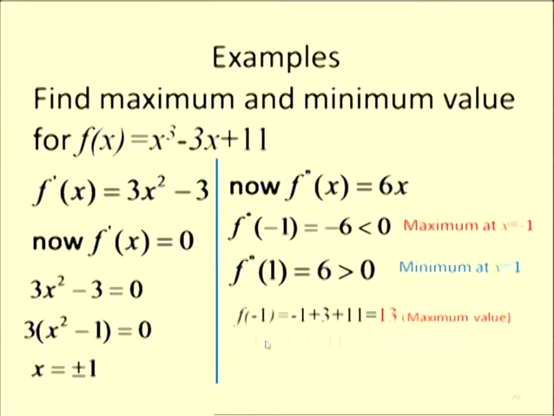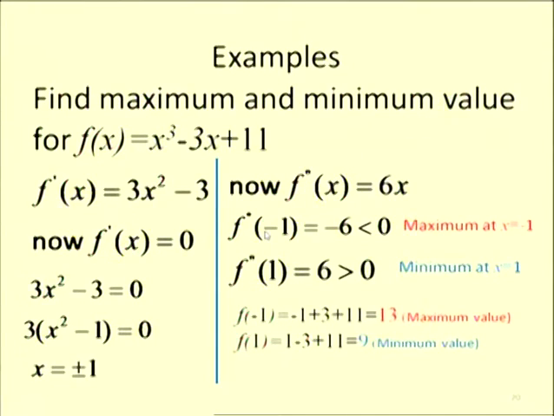Now if we put x is equal to 1 in this equation, we get 1 minus 3 plus 11, which is equal to 9, which is the minimum value of the function. So the function gets value 9, that is the minimum value at x is equal to 1. So this is the way how we can find the maximum value and the minimum value of the given function.